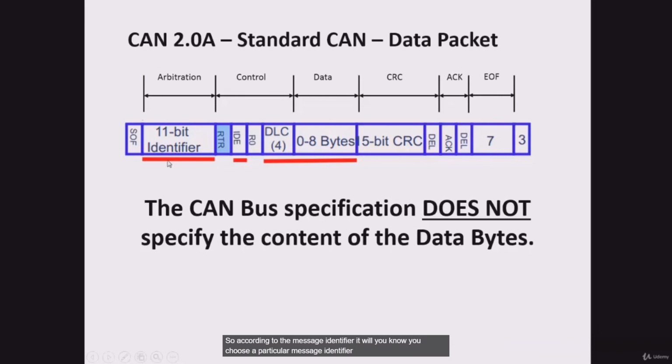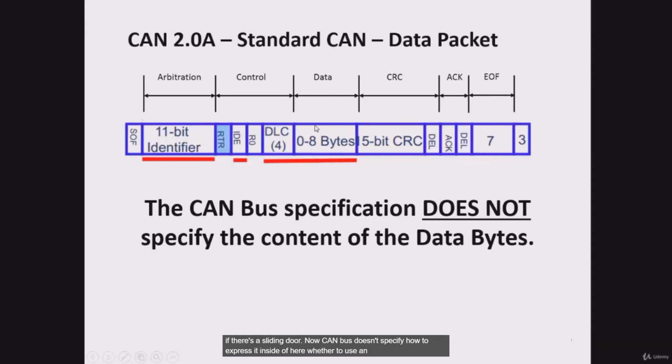So according to the message identifier, you choose a particular message identifier and then you choose the bytes that go along with it. For instance, if there's a message identifier coming from the body control module in a vehicle, then the bytes in there might signify door lock status or motor voltage, the door motor voltage if there's a sliding door.